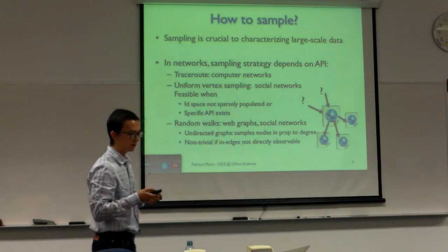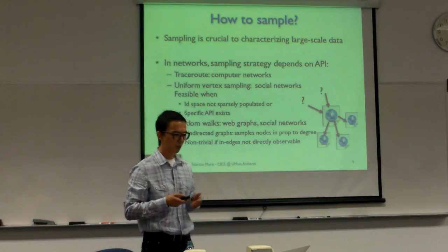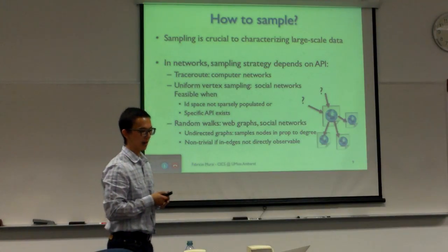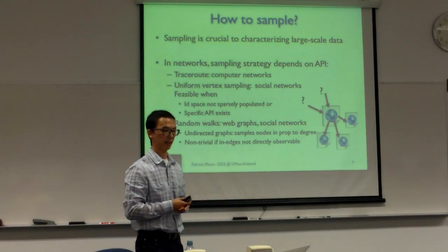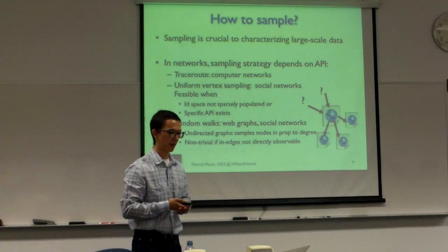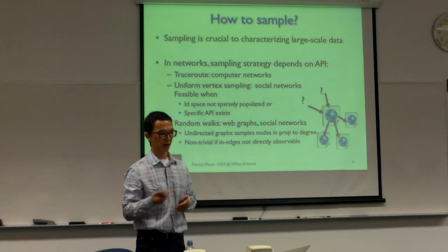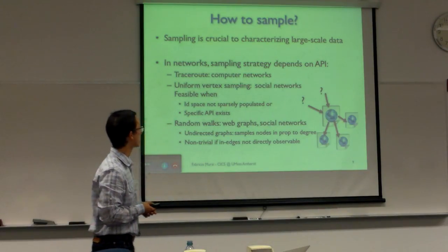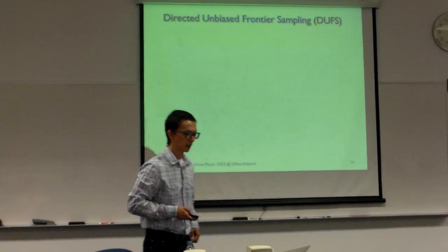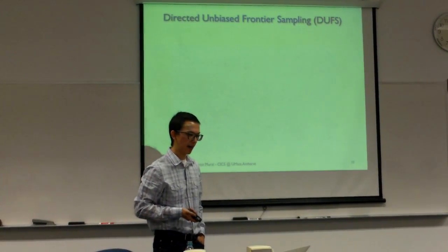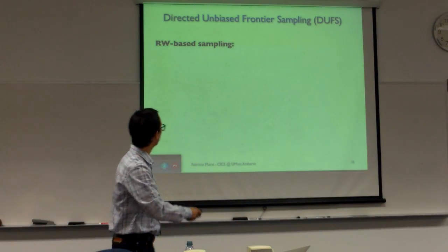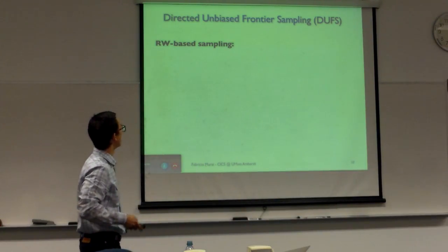So a couple of techniques have been proposed to sample directed networks. A much larger set of techniques have been proposed for undirected networks. As the first contribution of this thesis, we propose a sampling method that is suitable to both undirected networks and directed networks regardless of the incoming edges' visibility. Okay? So this method is called directed unbiased frontier sampling, or DUFS for short. And it uses random walk-based sampling.